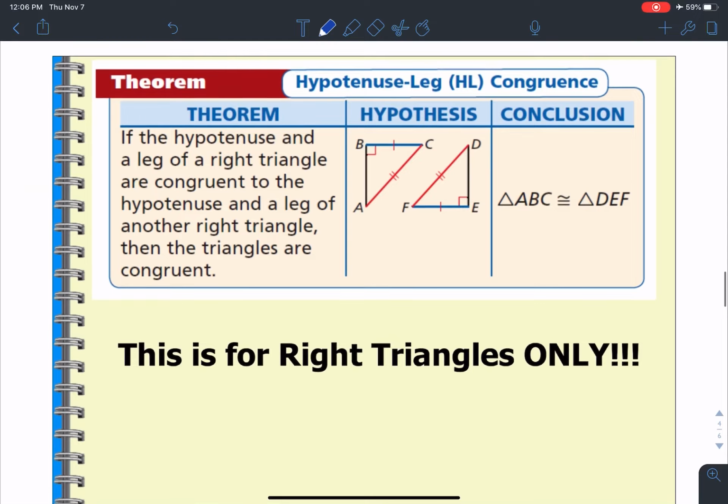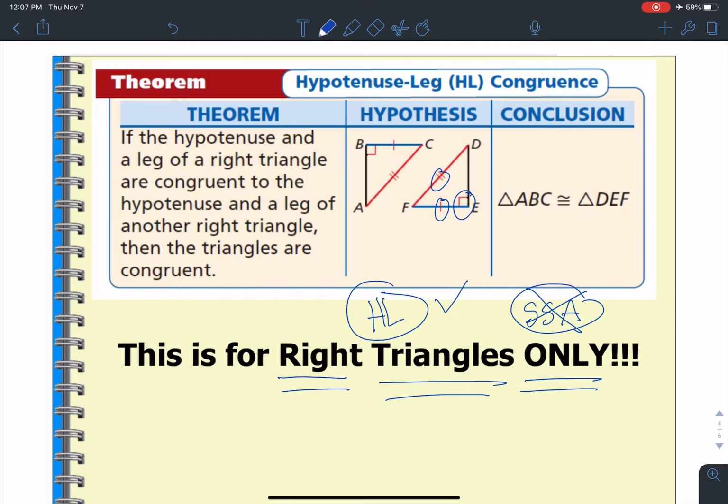And then the last one here we have is a hypotenuse leg. It's pretty self-explanatory. It only works for right triangles. So this one looks like we actually have two sides and an angle, which would be side, side, angle, but we cannot use side, side, angle. So since it is a right triangle, we can call it hypotenuse leg. So that's the only one that works that way.